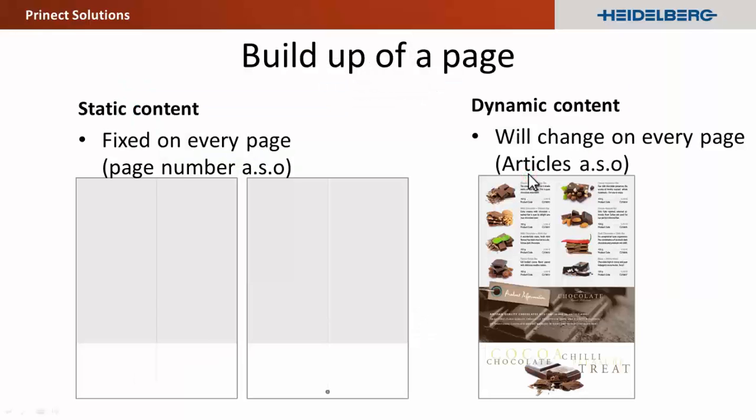So before we now start with the practical part, let's have a short look at how such a catalog page is constructed. We normally have static content. It is fixed on every page, for example a page number or a fixed background. And of course we have dynamic content. This dynamic content will change on every page, for example our articles here from the chapter chocolate.